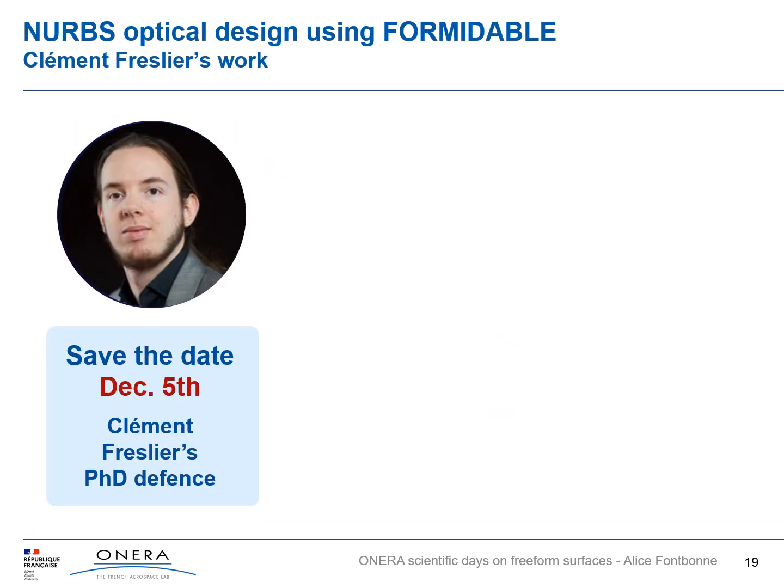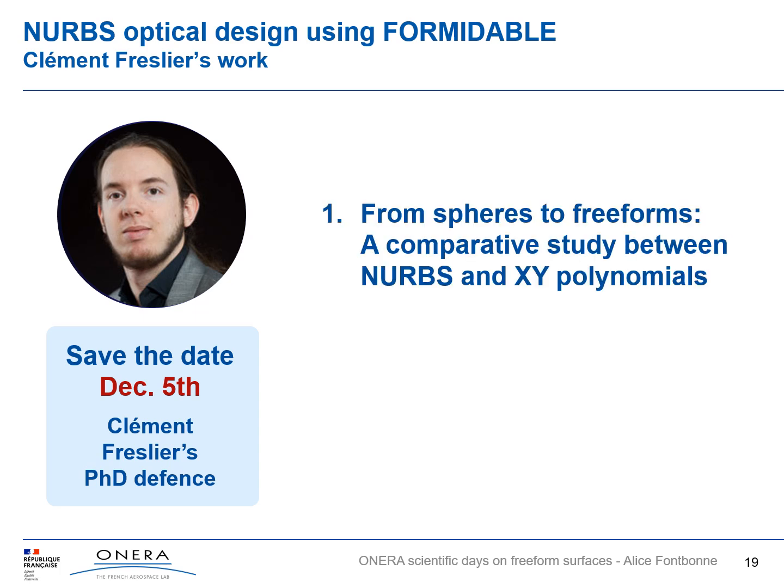So this part of the presentation is about Clément Frélier's work at the end of his PhD that will be presented on December the 5th. I will present results from sphere to freeform. That means a comparative study between NURBS and XY polynomials. And after, I will show you some results about the conversion from generic freeforms to NURBS and the results that we can obtain with that.